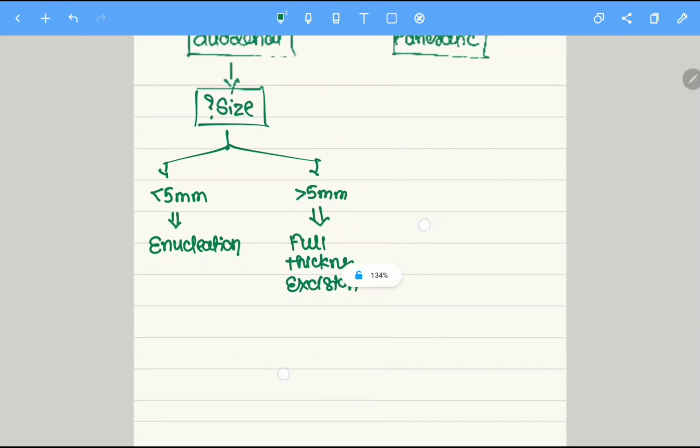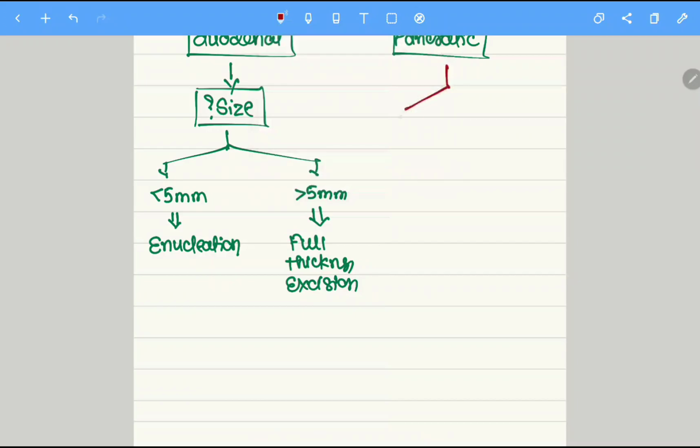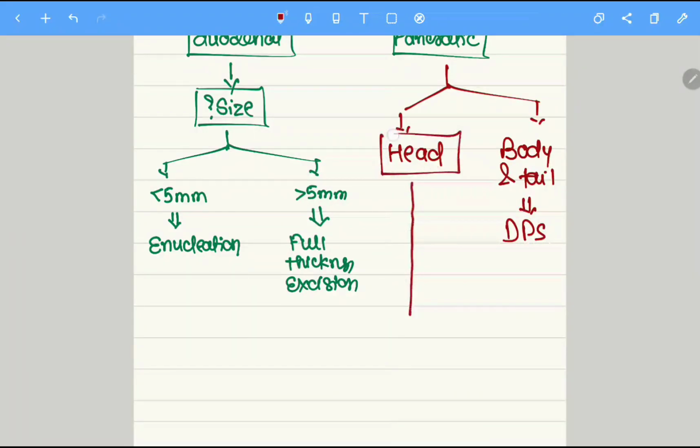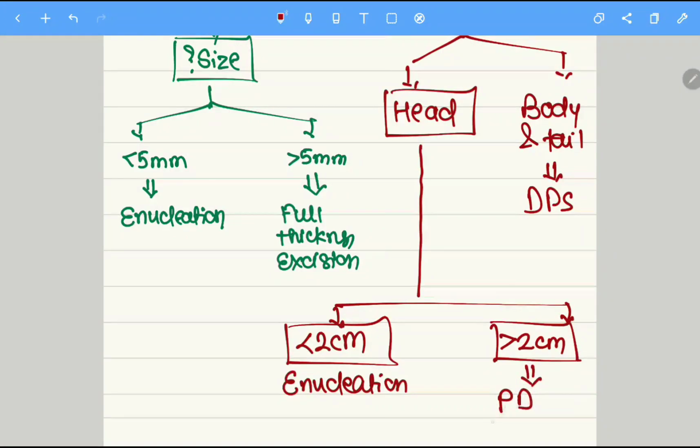What about the pancreatic tumor? Whether it is situated in the head, body, or tail. In the body and tail, you will do distal pancreatectomy with splenectomy. In case of the head, you will check the size. If it is less than 2 centimeter or away from the pancreatic duct, you will do enucleation. If it is greater than 2 centimeter or near the pancreatic duct, you will do pancreaticoduodenectomy or Whipple's. So this is all about sporadic gastrinoma management.